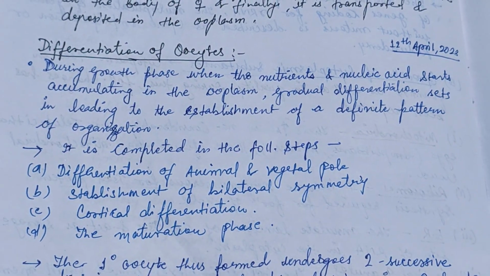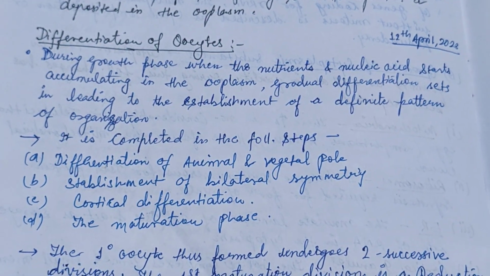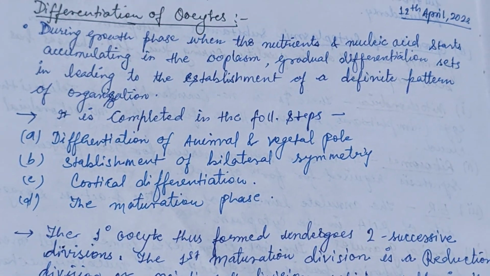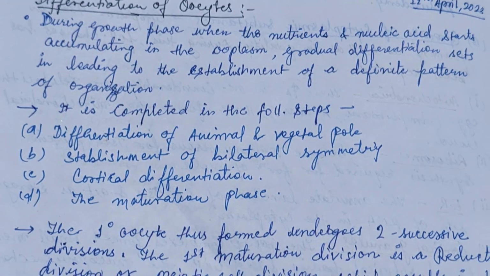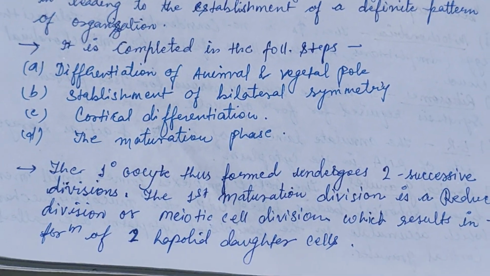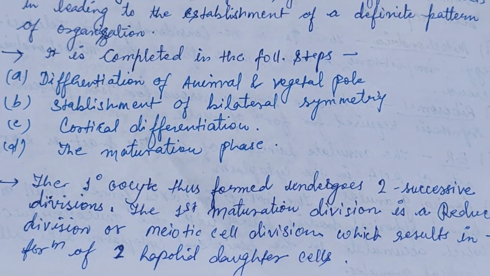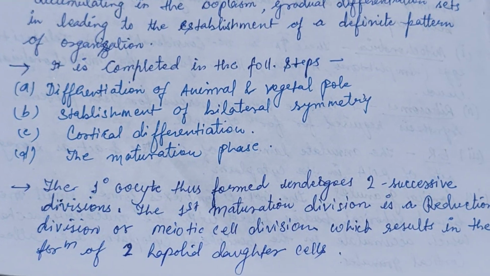Now comes another part, that is differentiation of the oocytes. During the growth phase, when the nutrients and nucleic acids start accumulating in the ooplasm, gradual differentiation sets in, leading to the establishment of a definite pattern of organization. It is completed in the following steps: differentiation of the animal and vegetal pole, establishment of bilateral symmetry, cortical differentiation, and the maturation phase.